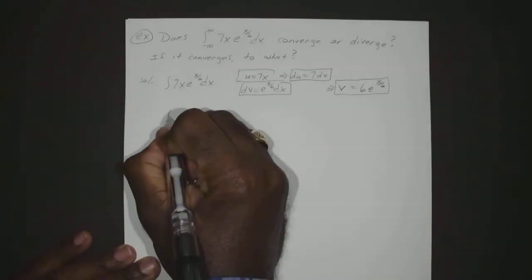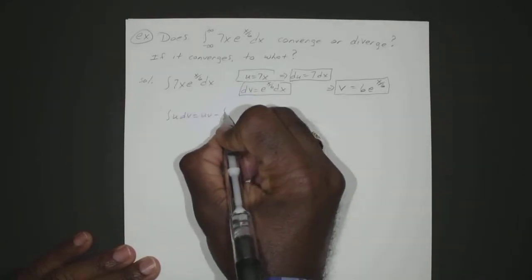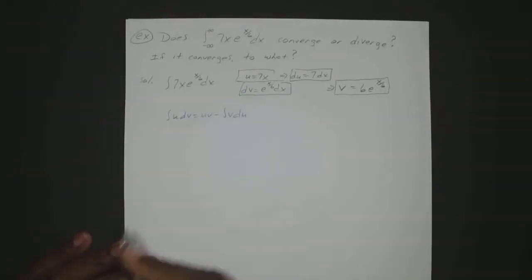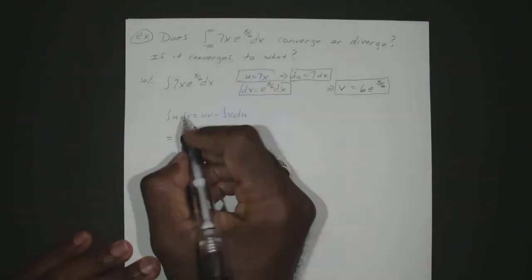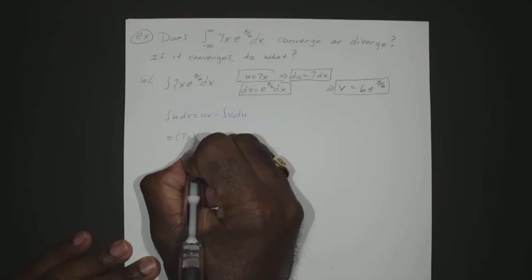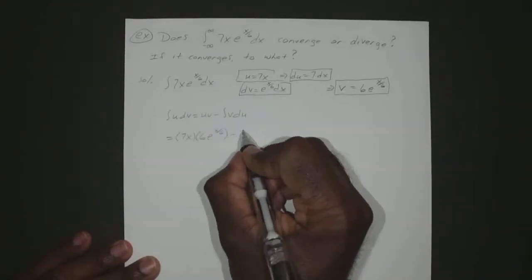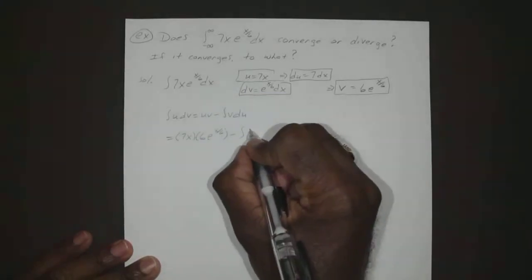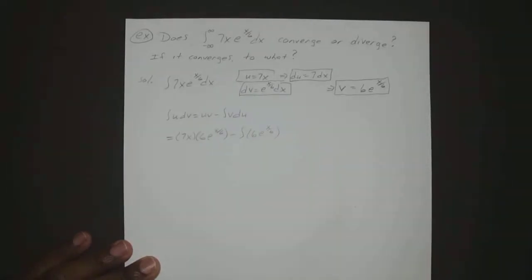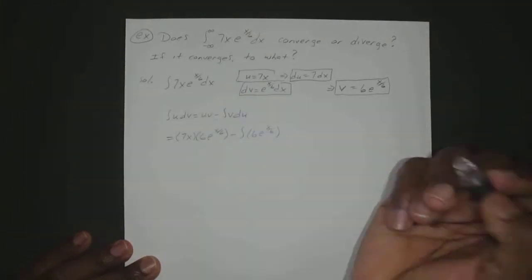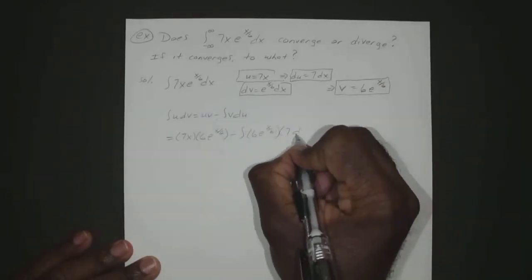Okay, so our integral of u dv equals uv minus the integral of v du will give us uv, which is 7x times 6 e to the x over 6 minus the integral of v, 6e to the x over 6, du, which is 7 dx.